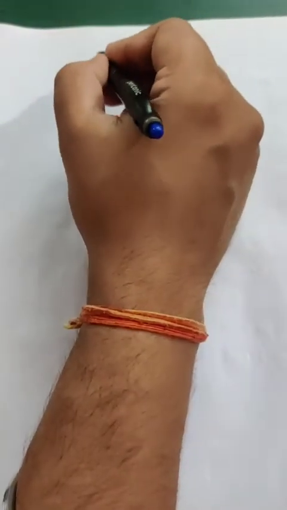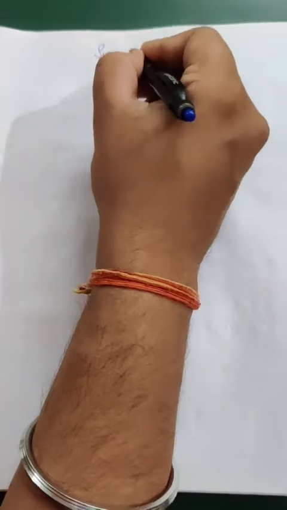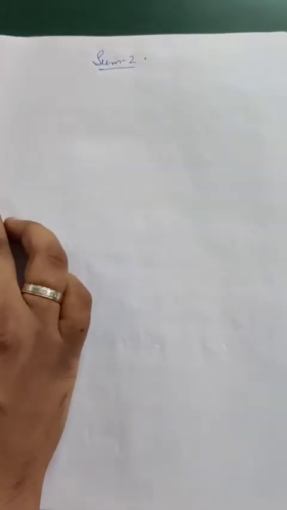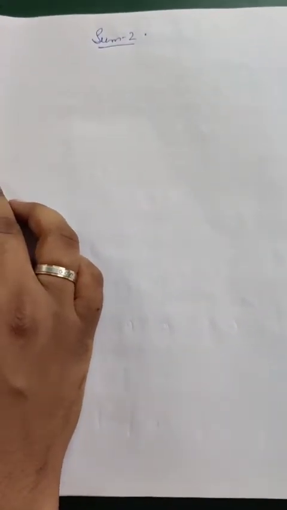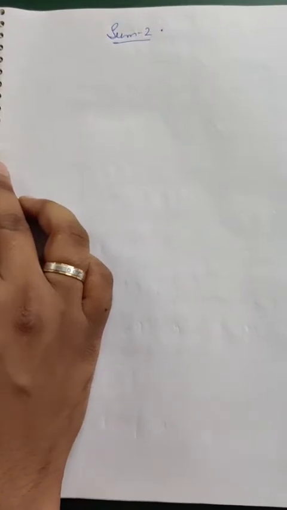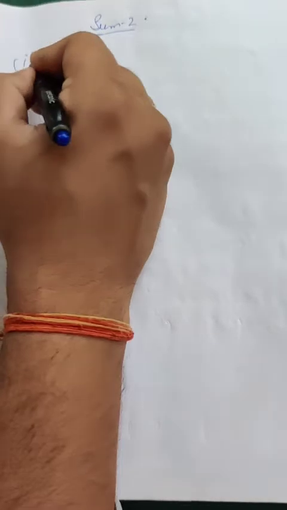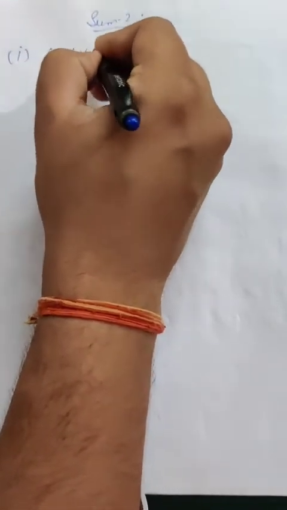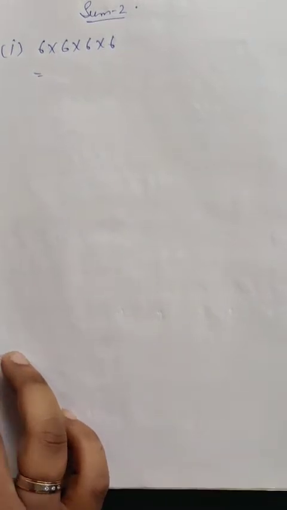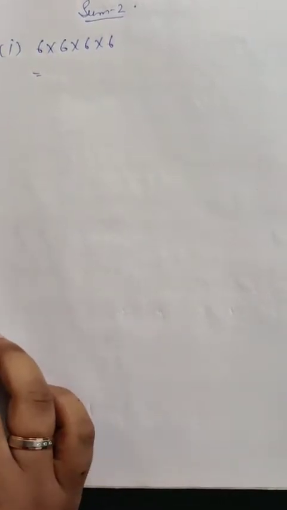Now sum second. The question is express the following in exponential form. We have to express in exponential form, and the first part is 6 multiply 6 multiply 6 multiply 6, and we have to express it in the form of exponent. Exponents means we have to express in the form of powers.